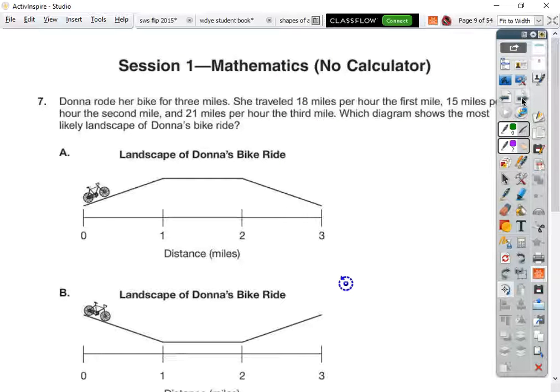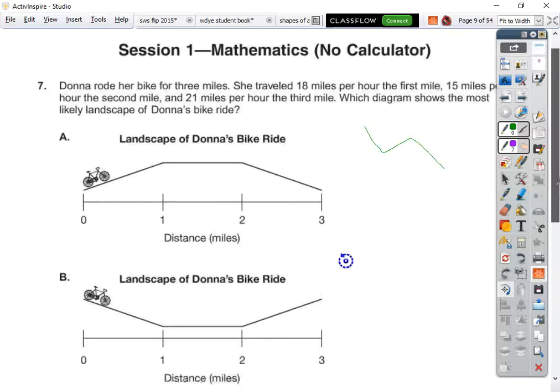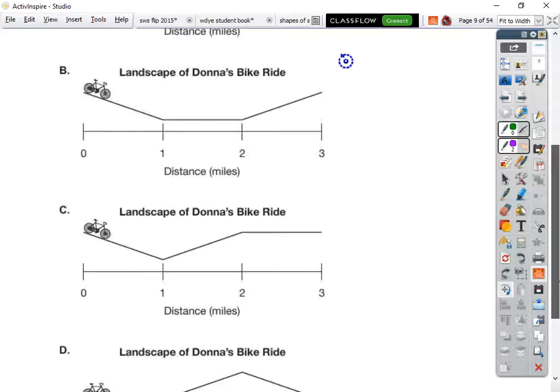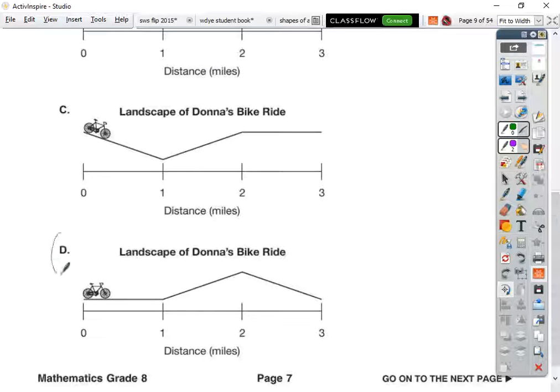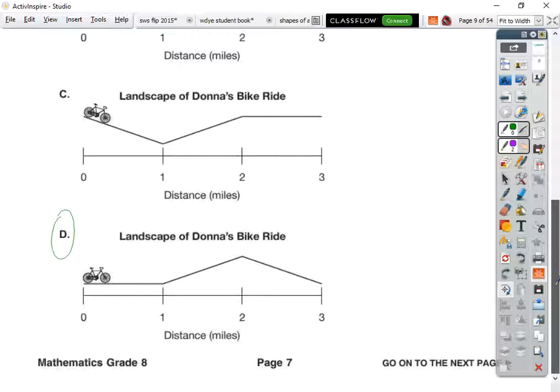7. Donna rode her bike for 3 miles. She traveled 18 miles per hour for the first mile, 15 miles per hour for the second, 21 for her third. Which diagram shows the most likely landscape of Donna's ride? So she was going faster the first mile, slower the second section, and faster for the last one. So I would expect that it's going to be going downhill, then a little up, and then more down. Something like that. Is there one that fits that? Oh, yes, there is. D. Alright, next problem.